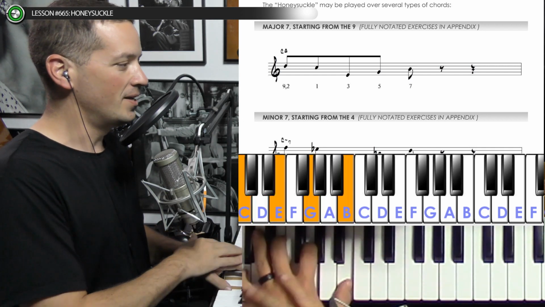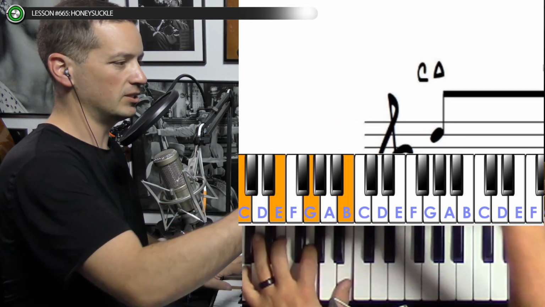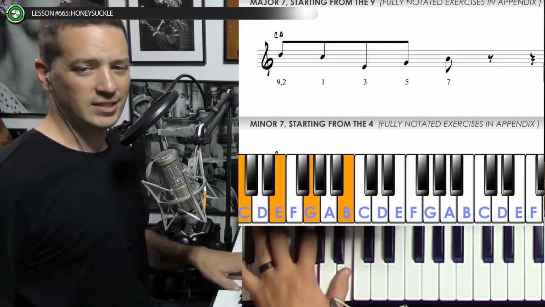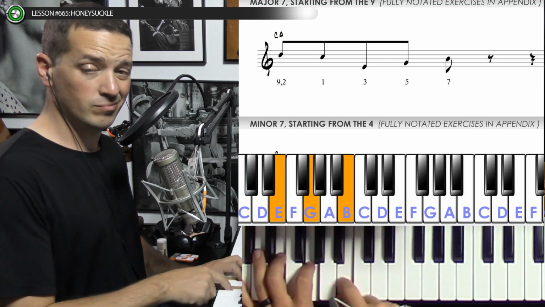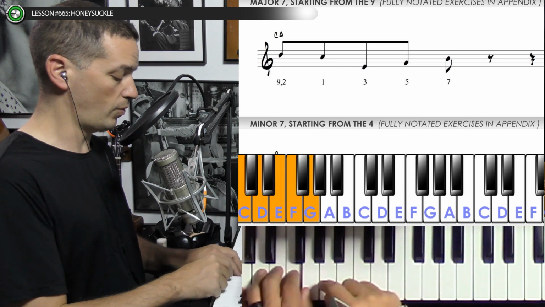But here we go. This is a C major 7 chord. That's what that thing right there means. C triangle is the way we usually write it in jazz. And so that's a C major 7. It's a C major chord with a 7. If this is the 1, the 3, and the 5, this would be the 7. 1, 2, 3, 4, 5, 6, 7.